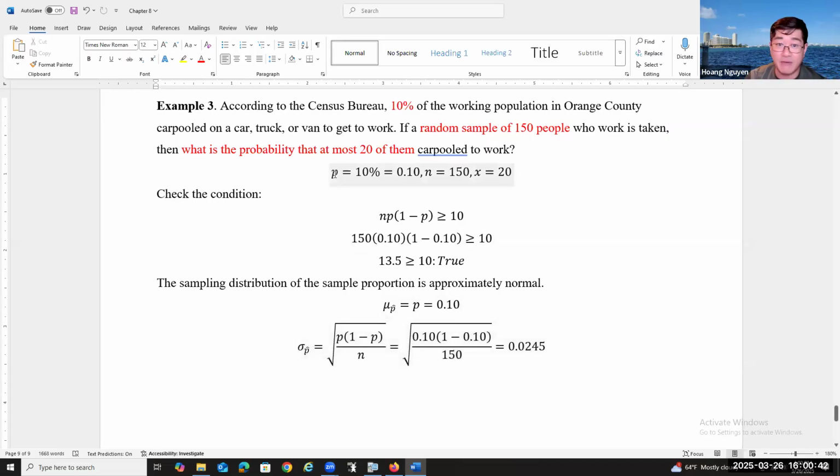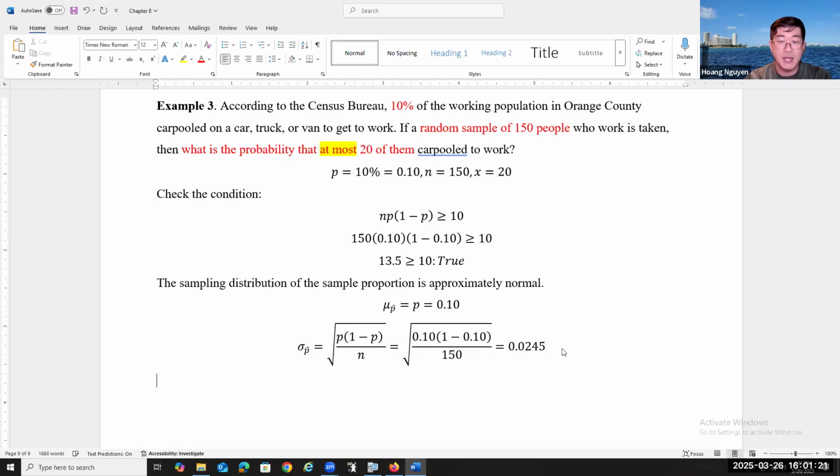Keep in mind, everyone, this is the population proportion. So in order to answer the question, you have to calculate the sample proportion. Everything has to be in terms of proportion. They gave you 20 people, and 20 people is not in terms of proportion. So at most, 20 of them, which we can translate as an inequality later. But 20 of what? 20 of 150 people carpool to work. So we know X equals 20, and N equals 150.